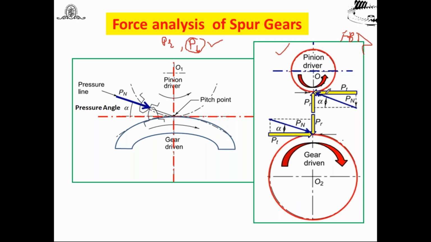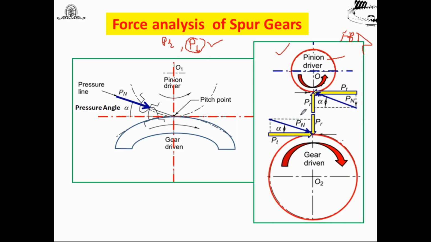Again, as I have stated, this is the PT. When the pinion rotates, the PT is the tangential force which is required to transmit motion and power. The direction of this PT is always opposite to the direction of rotation of the driver or pinion. Try to understand. Then for the driven member, you will find the direction of this PT is along with the direction of rotation of the gear. That you have to remember.